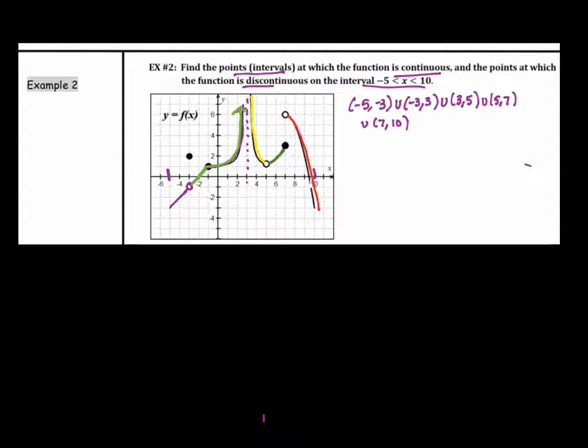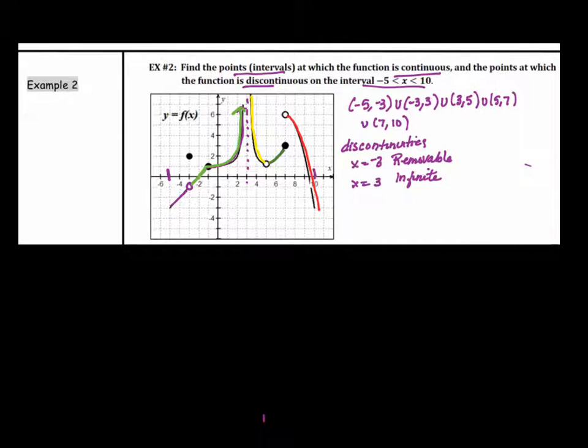Let's talk about the one at -3. It's discontinuous at -3. So you could say the discontinuity at x equals -3 is removable. We have a discontinuity at x equals 3, and that would be infinite.